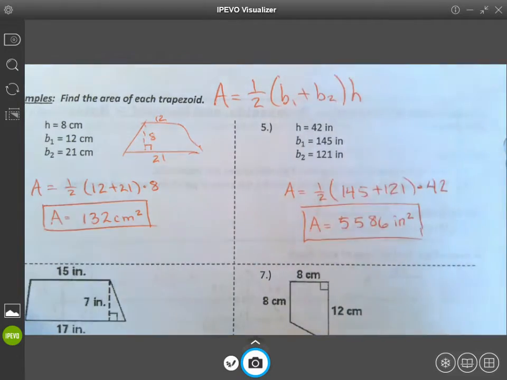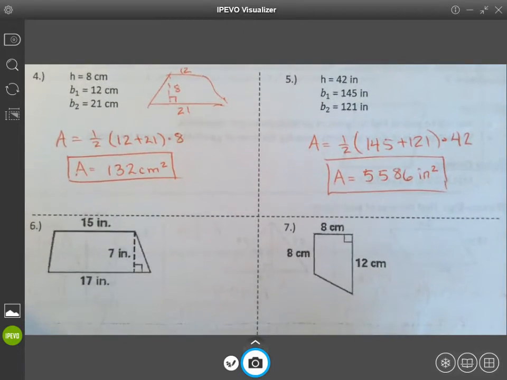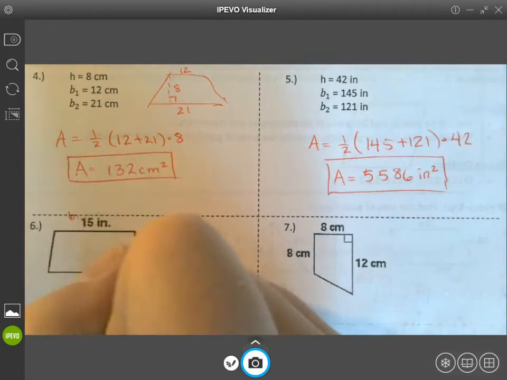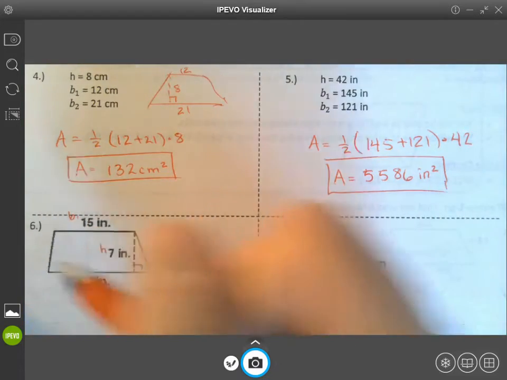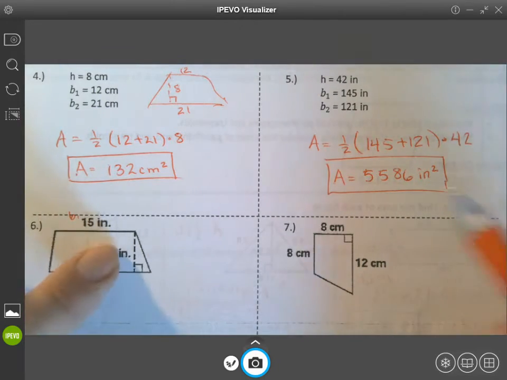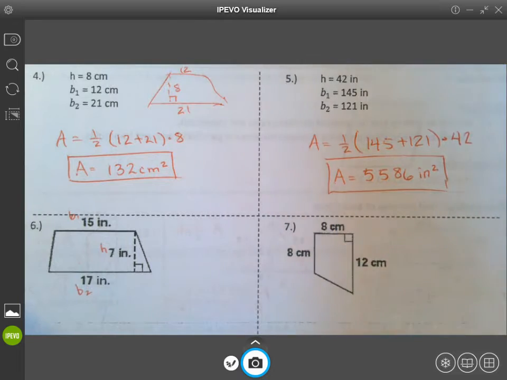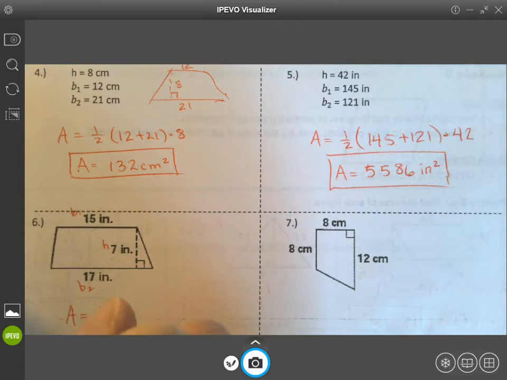Okay, there is no extra information given on these. So I would consider this base 1, base 2, and then the 7 is the height. I do not need the slant height to find the area. If I was finding the perimeter, I would not use the 7. I would need the slant heights, which we don't have. So go ahead, find me the area.